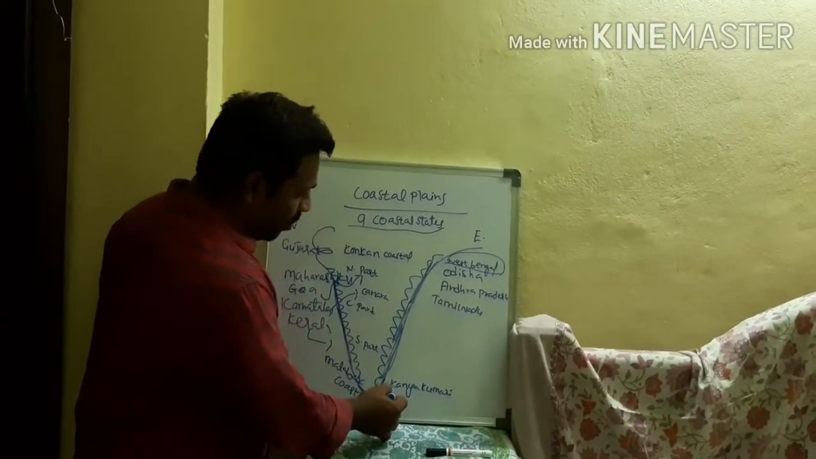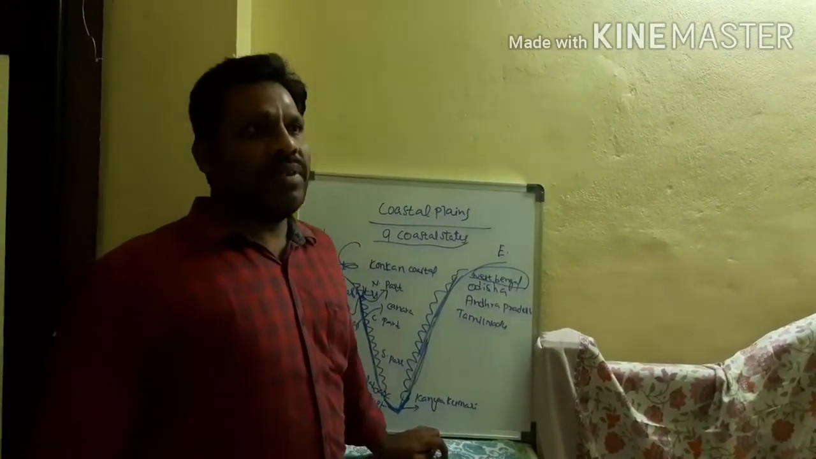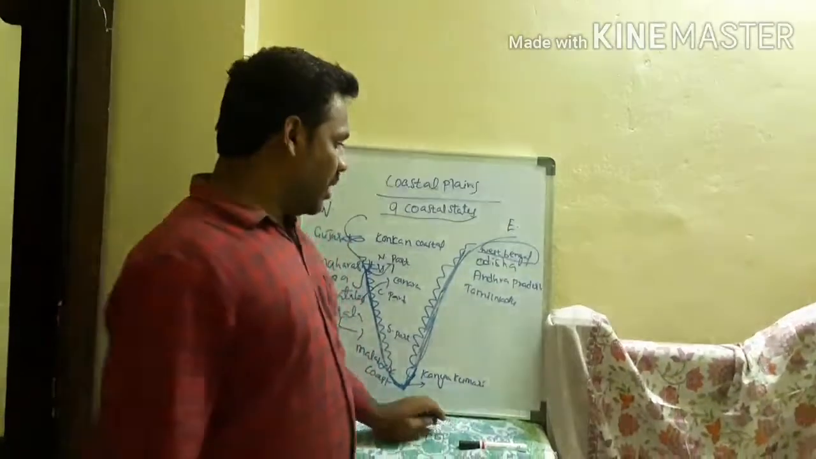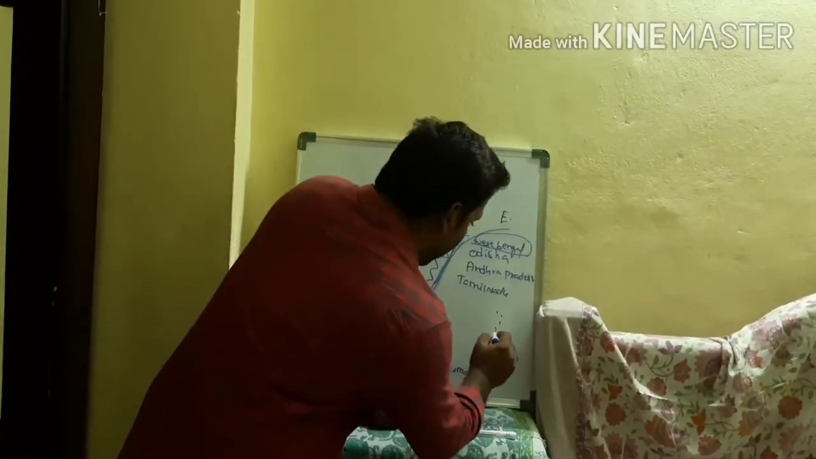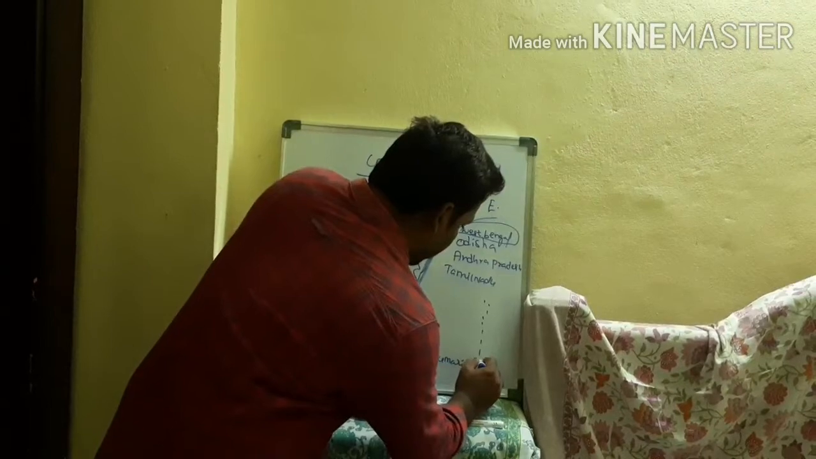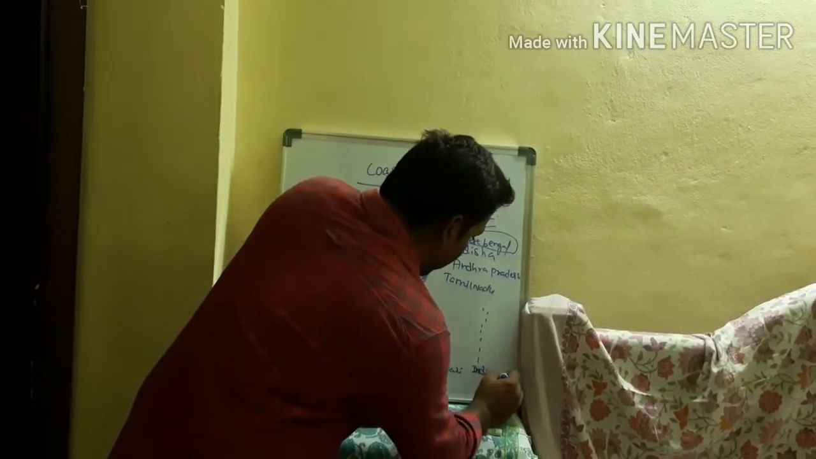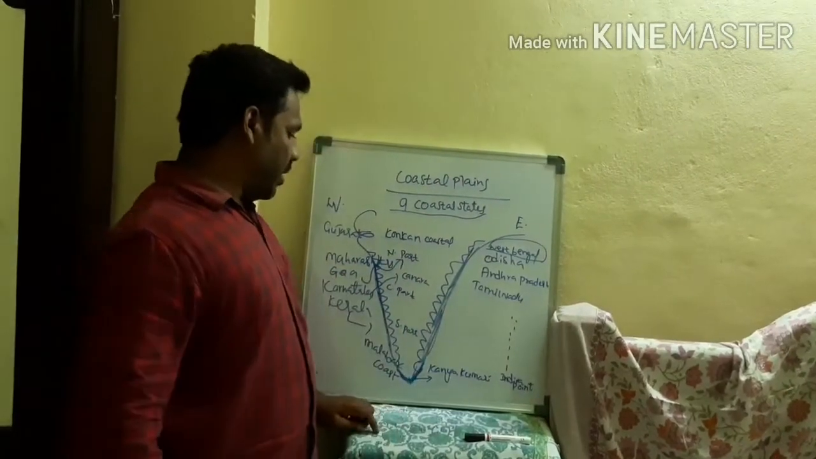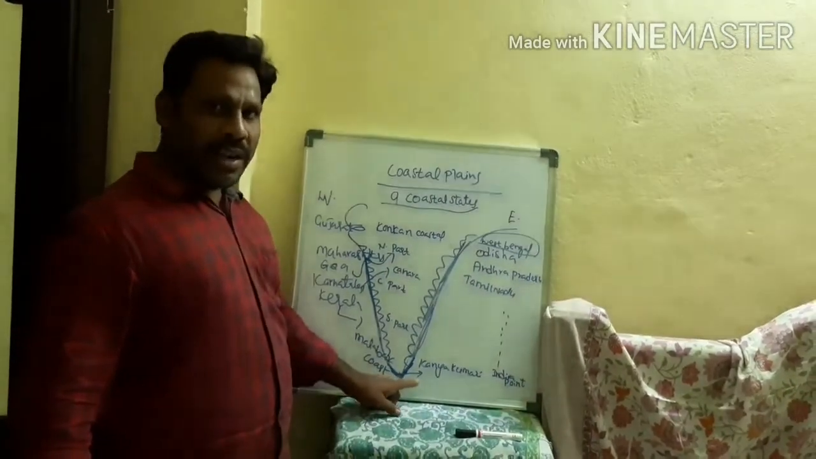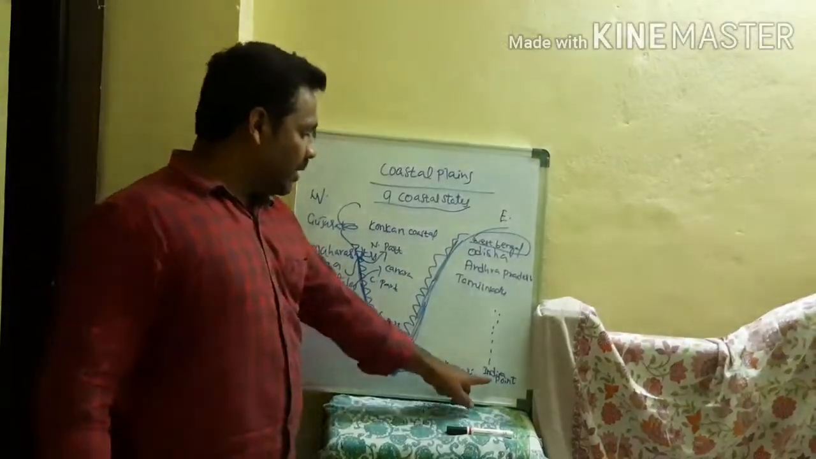And the southernmost tip of India including islands is in the Andaman and Nicobar Islands, at Indira Point. It is the southernmost point of our country. Mainland of India means Kanyakumari, including islands means Indira Point.